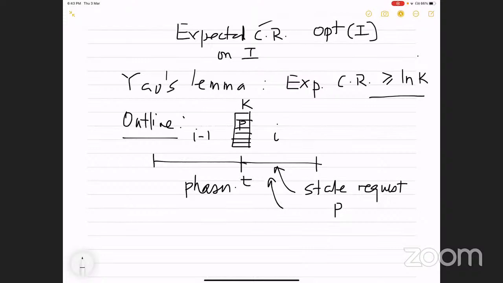Okay, and the second kind of request will be a new page request. It's a page request which is not in the cache. Now, note that a page P could be accessed multiple times, but all of them will be called a stale request, because this page was already in your cache. And a new page request is something which is not in the cache at time t.